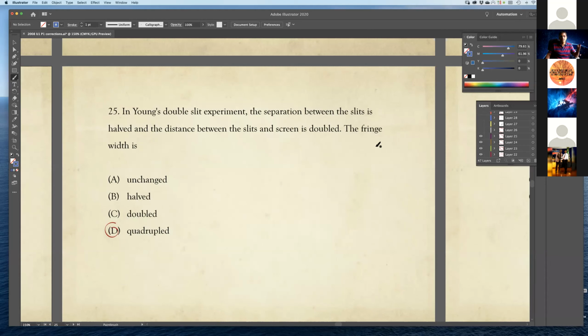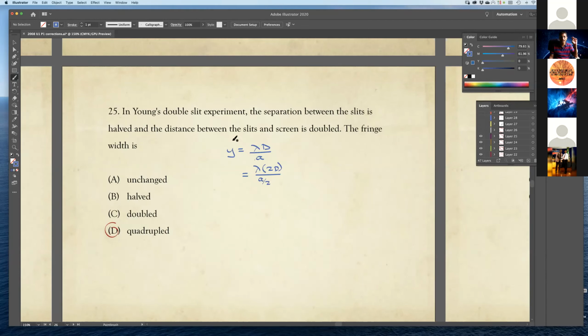25. In Young's double slit experiment, the separation between the slits is halved. In Young's double slit experiment, we know that Y, the separation between the fringes, is lambda D over A. That's the general equation. Now the experiment is repeated and the separation between the slits is halved. So the denominator, no longer A, becomes A divided by 2. And secondly, D, the distance between the slits and the screen, is doubled. So we bring it in.